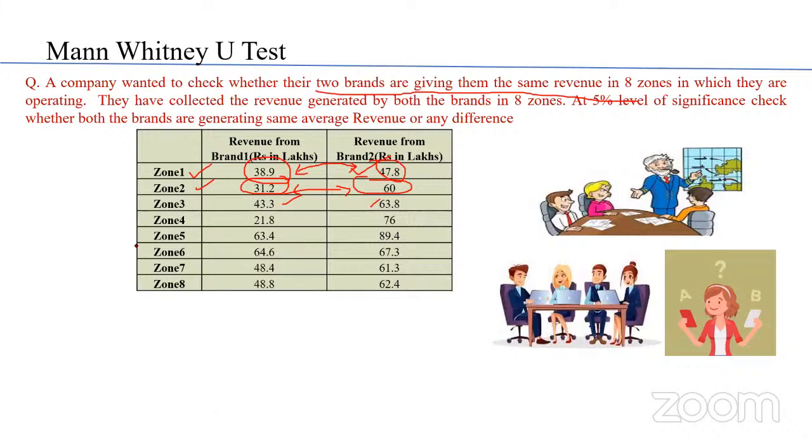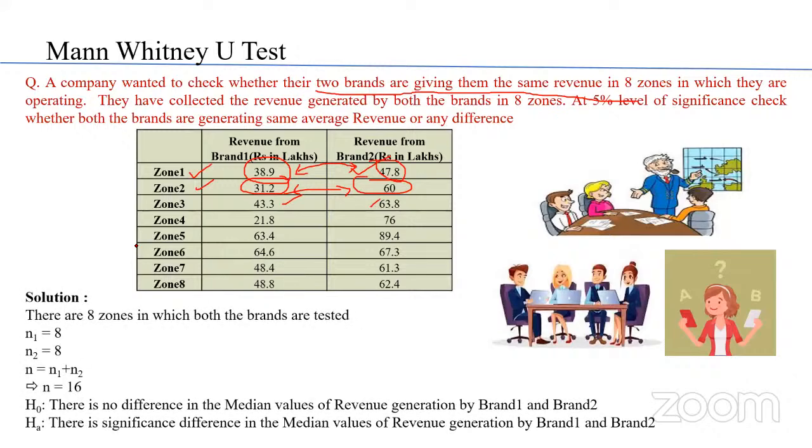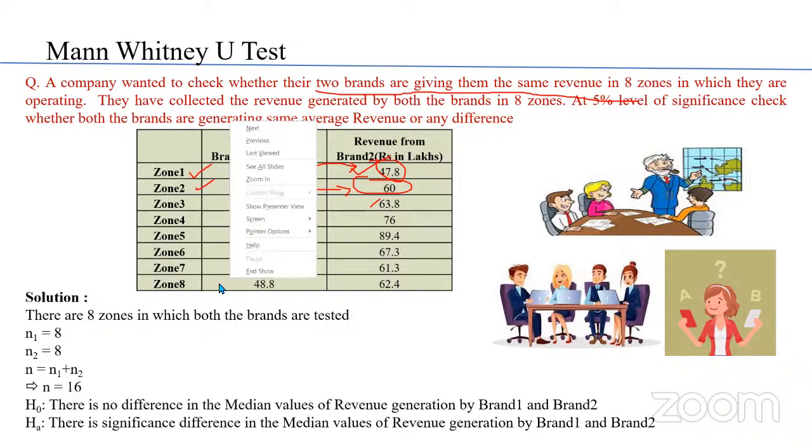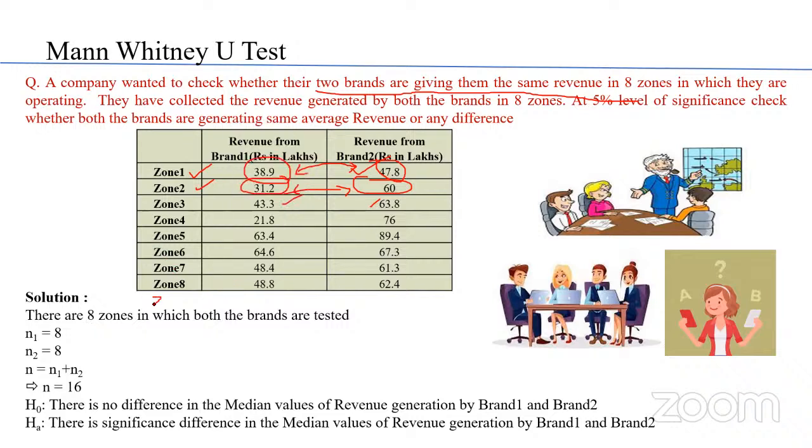Is it a paired sample or independent sample? Independent, because we're talking about two separate brands in different zones. There are 8 zones in both the brands, N1 and N2. Assume that in certain scenarios zone 9 can also be included, where you can get data only from brand 2. That is also acceptable.